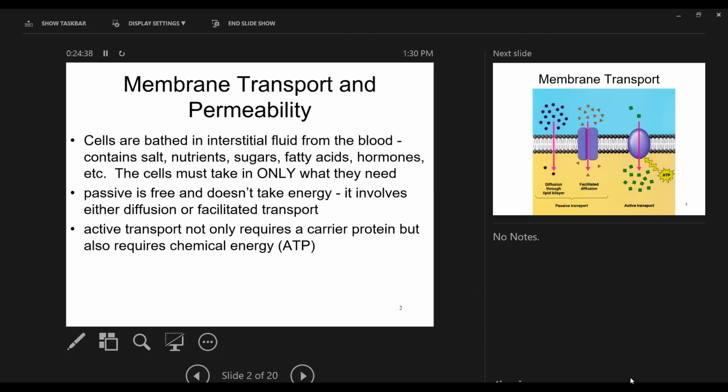So the plasma will leak out. When it leaks out, it becomes interstitial fluid. That means it's the fluid around the outside of the cells. It doesn't get into the cells, it's outside the cells. Now that fluid contains things the cells need. It contains nutrients, it contains hormones, it contains sodium and potassium and fats. These are things the cells want, but they're only going to take what they need, not just take it all in. This fluid is then collected by our lymphatic system.